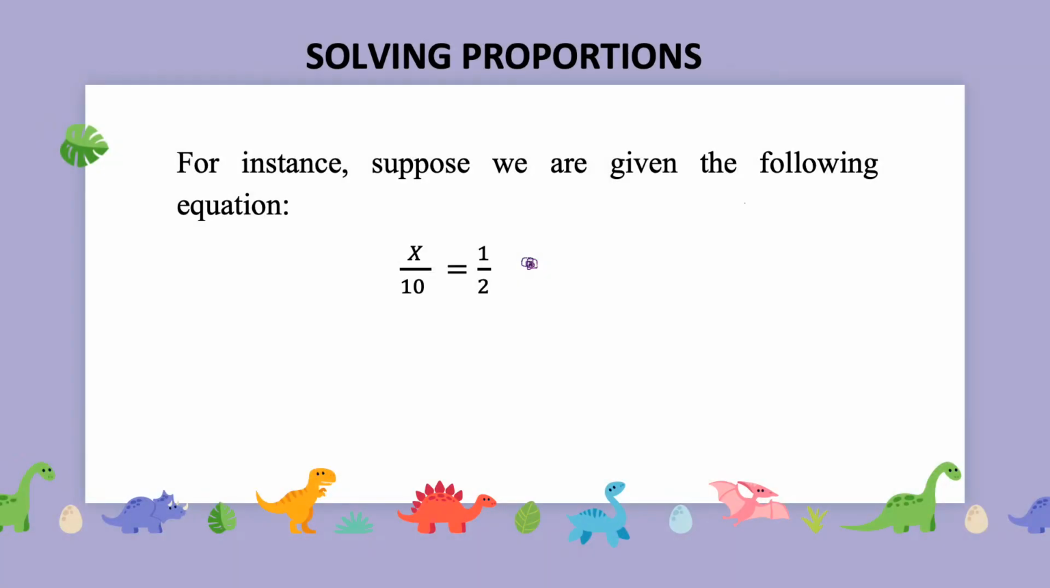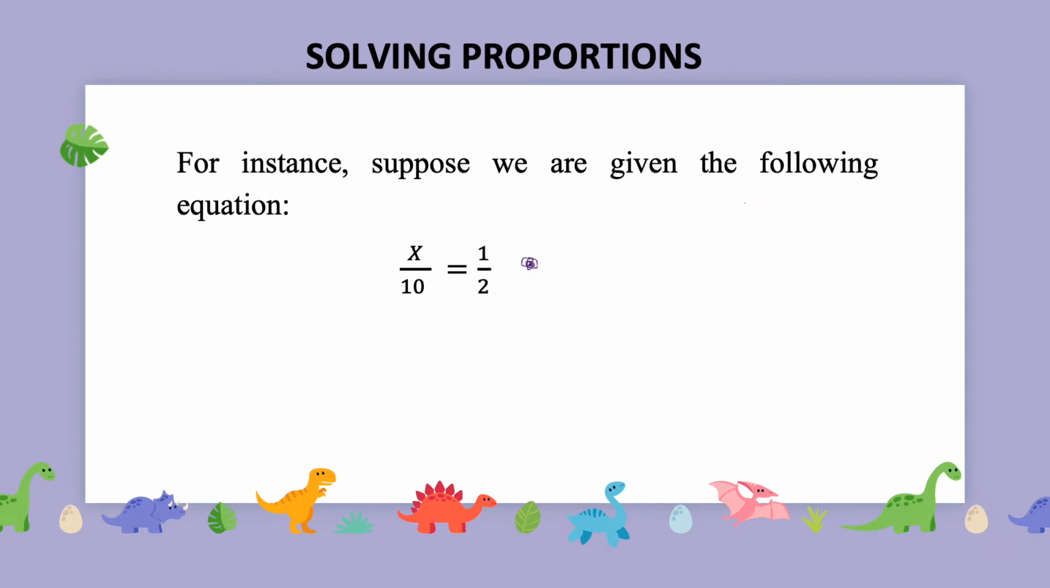Solving a proportion means that we have been given an equation containing two fractions which have been set equal to each other, and we're missing one part of one of the fractions. We then need to solve for that one missing value.